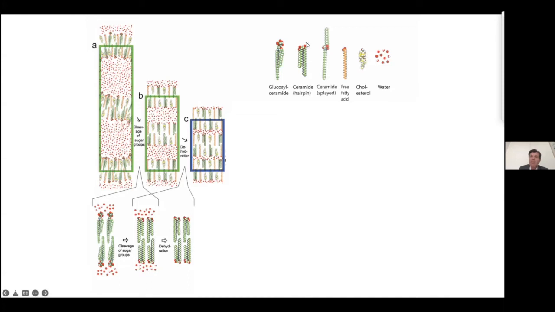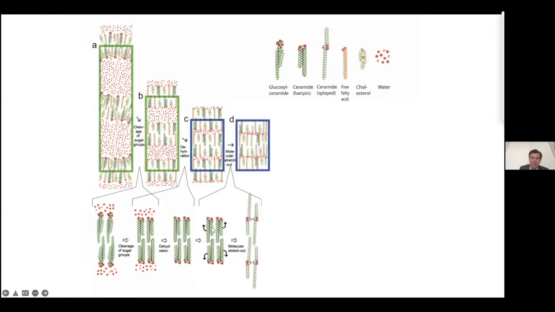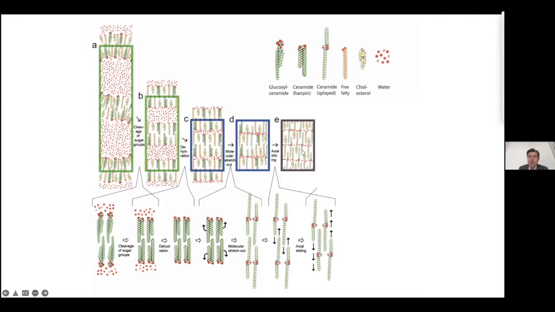When they can, if there is no water, they prefer to stretch out so that the long chains become separated from the short chains. So what happens is that there is a molecular stretch out at this point. This is where you see the blue pattern. And this progresses continually until all of the ceramides have stretched out into the splayed, elongated conformation. Once that is done, they start to reorganize.